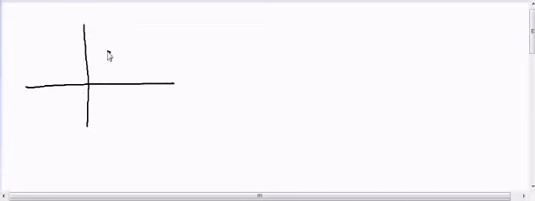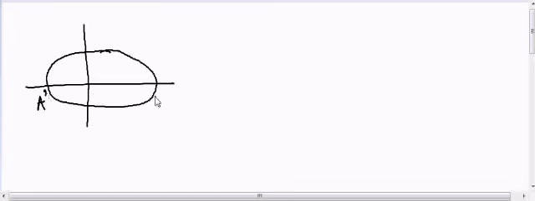Hi everyone, in this tutorial we will calculate the area of an ellipse by the integration method. So let me draw an ellipse here. So let's call this A dash, this A, this B, and this B dash. Let's call this O.